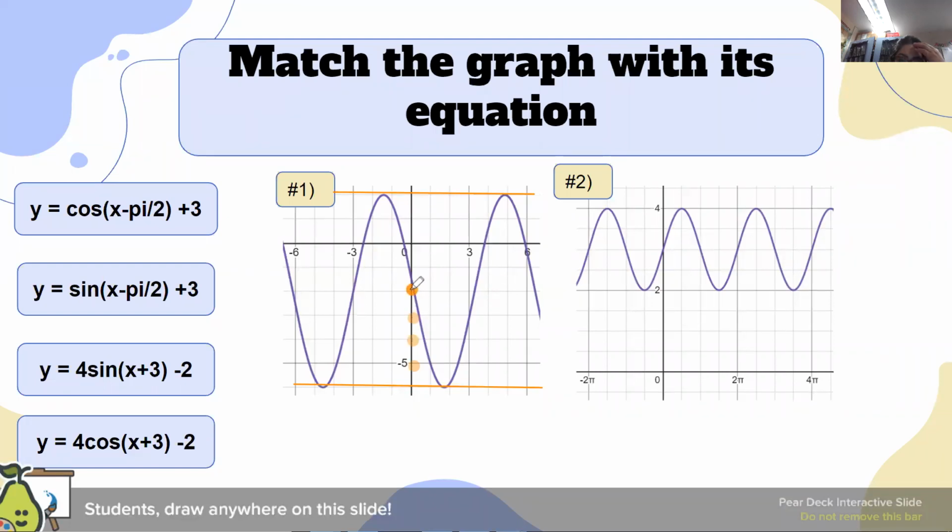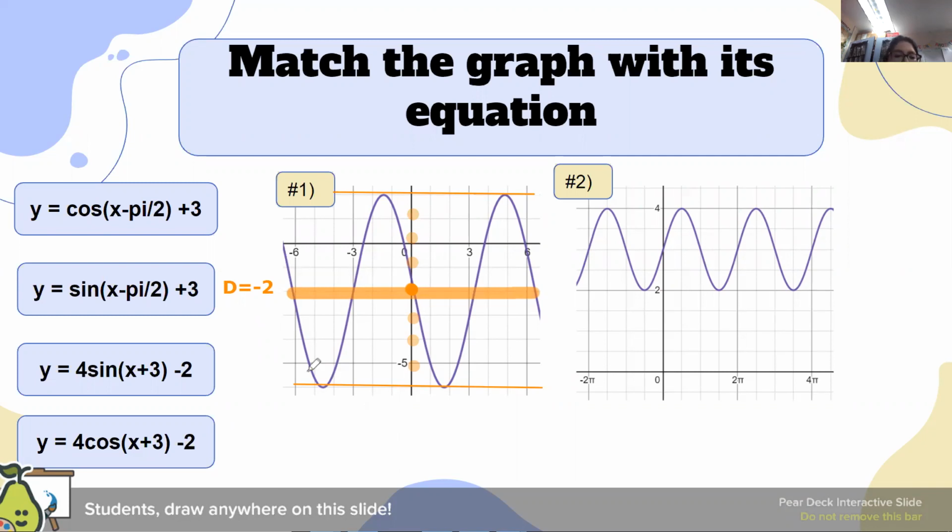Oh, would you look at that? That's where my midline is going to be, halfway between the maximum value and the minimum value. Same thing if I work from the top: down 1, down 2, down 3, down 4. Look, we end up at our midline. So for problem number 1, D is equal to -2.